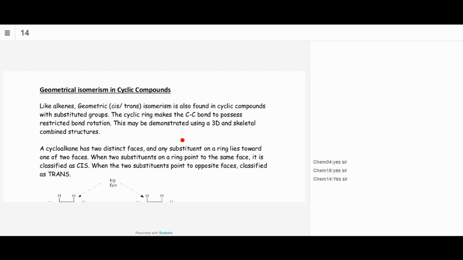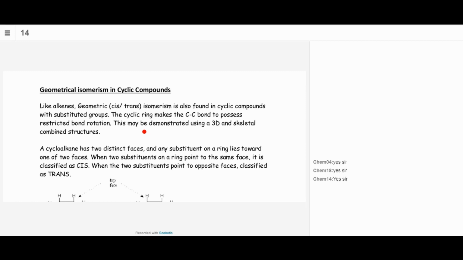I said isomerism is of two types, right? Stereoisomers and the structural isomers. Structural isomers are of three types: chain, positional, and functional group. And then you have the stereoisomers. Stereoisomers are of two types: optical and geometrical. So we are in geometric isomerism still. So let's see how cyclic compounds show geometric isomerism.